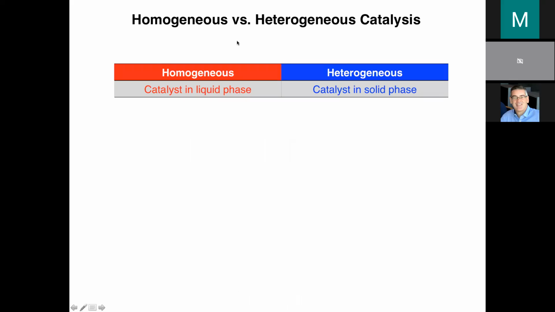Okay. So we can very broadly talk about catalysis in two different classes: homogeneous versus heterogeneous catalysis. In homogeneous catalysis, we're going to have our catalyst as well as all of our reactants in the same phase, and that's typically going to be in the liquid phase. So everything is going to be dissolved in some solvent. In heterogeneous catalysis, our catalyst is going to be in a different phase from all of our reactants. And so most typically our catalyst is going to be a solid state catalyst, and our reactants are going to be either liquids or gases.